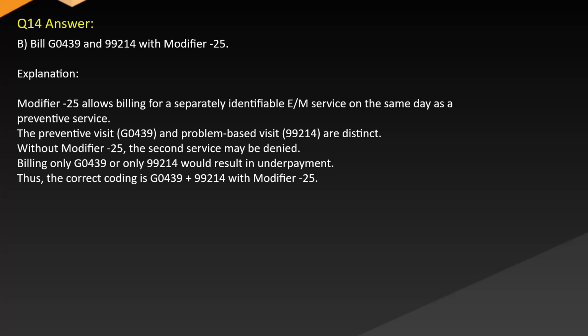The second service may be denied. Billing only the preventive visit or only 99214 would result in underpayment. Thus, the correct coding is the preventive visit plus 99214 with modifier -25.